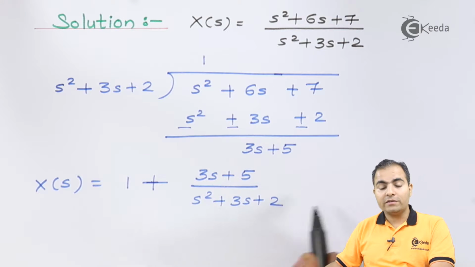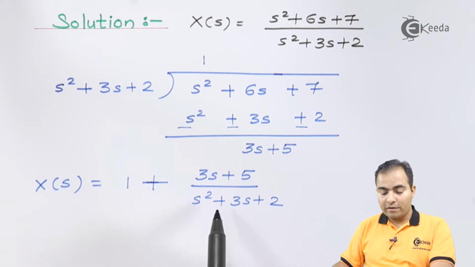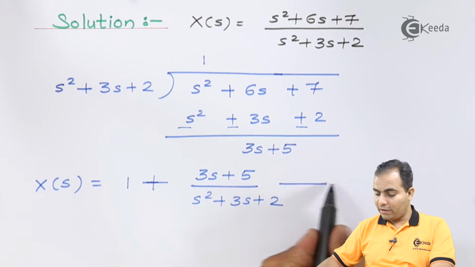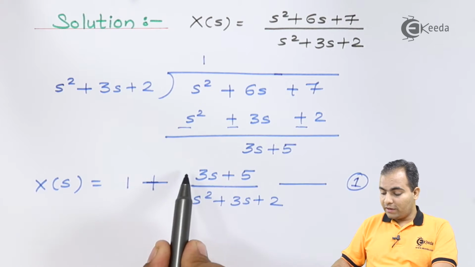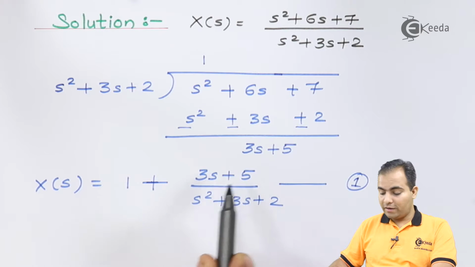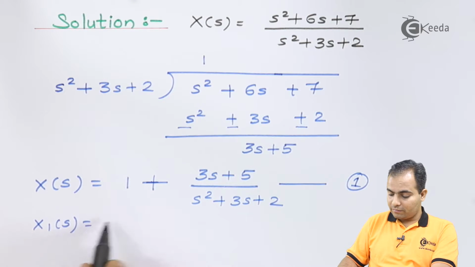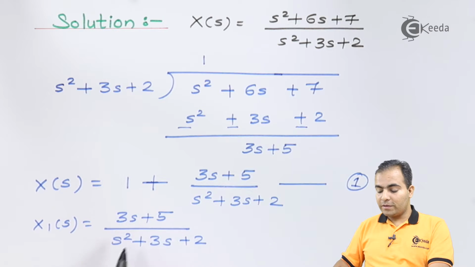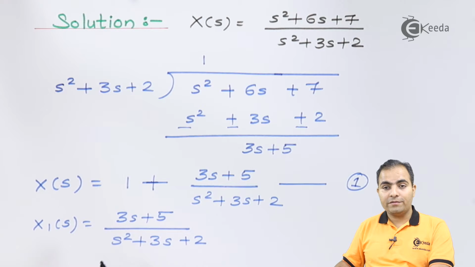And from here onwards, we can find the inverse Laplace transform by performing partial fractions on the second part, because now you have achieved that the degree of the denominator is greater than the numerator. Let's say this is my equation number 1. But before moving on, I am going to separate this part, and I will consider this my X1 of s. Let's say my X1 of s is (3s plus 5) over s square plus 3s plus 2, and I will find the partial fraction of this first.